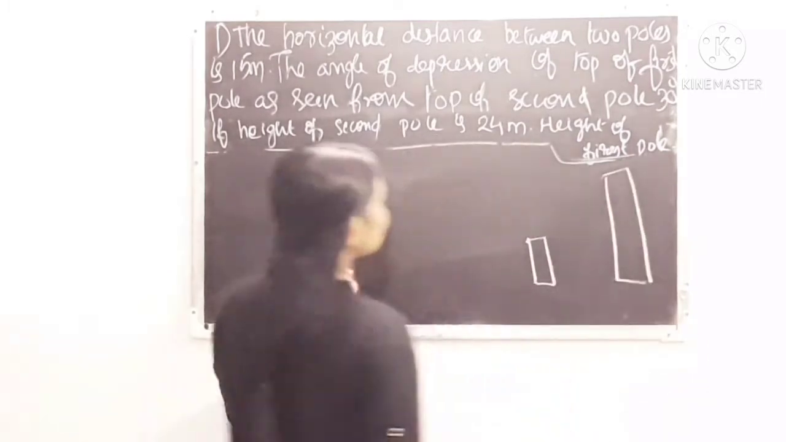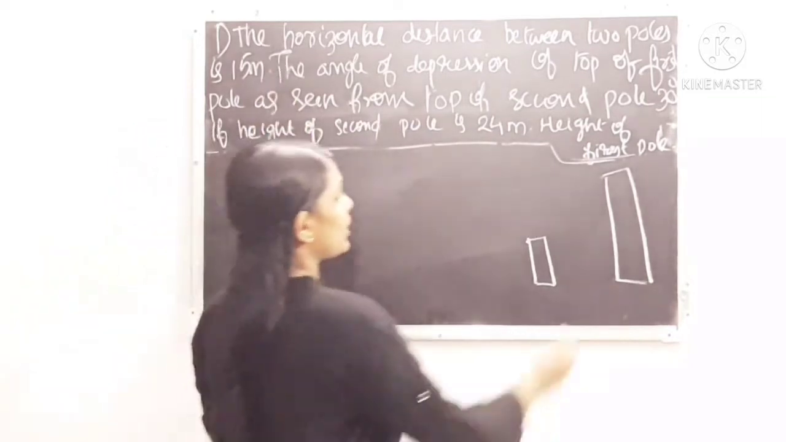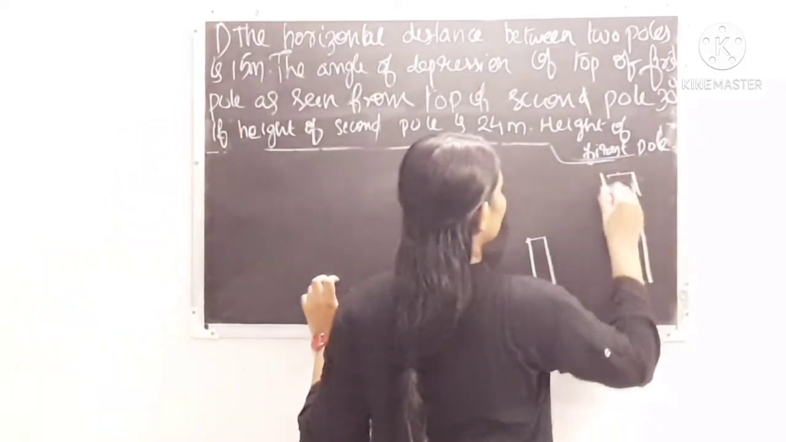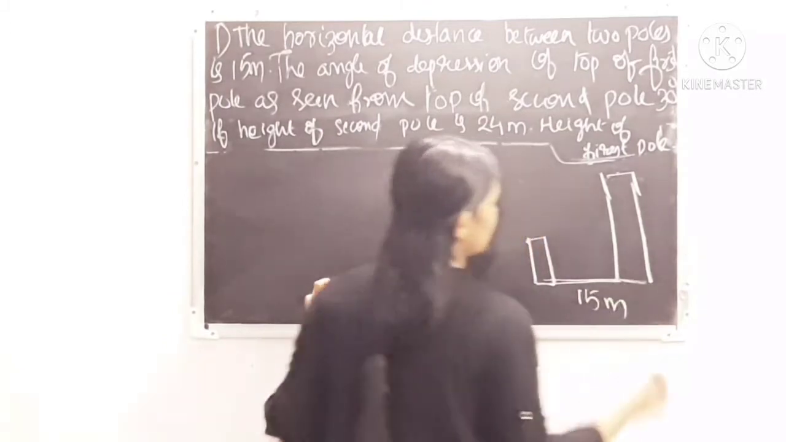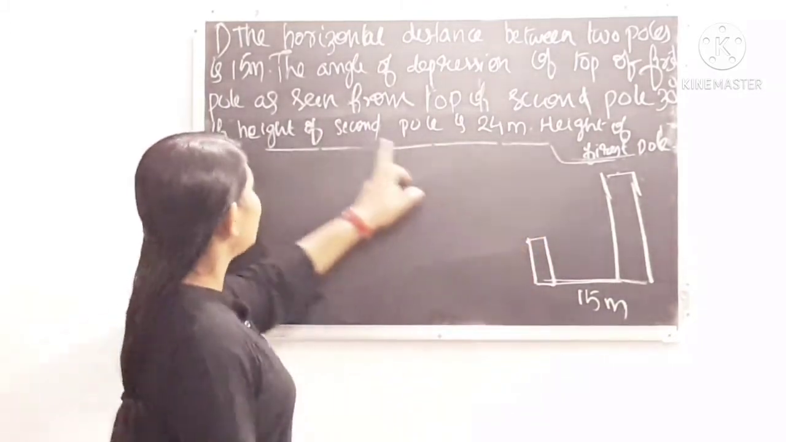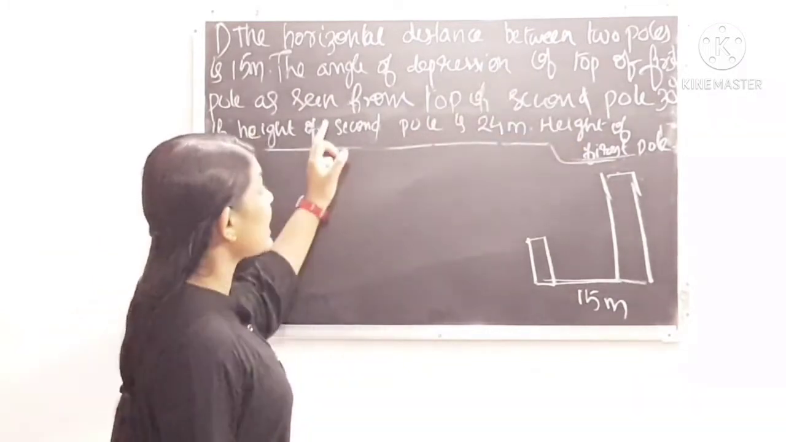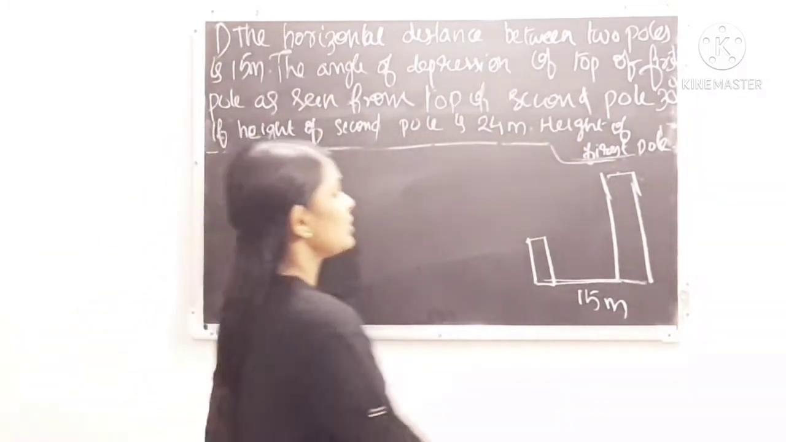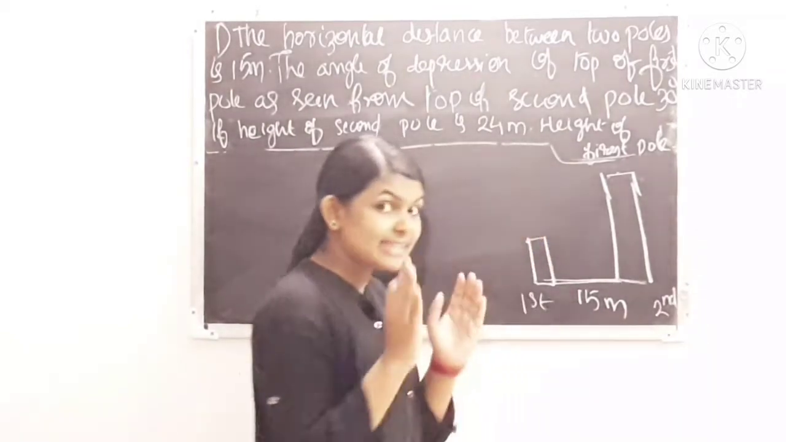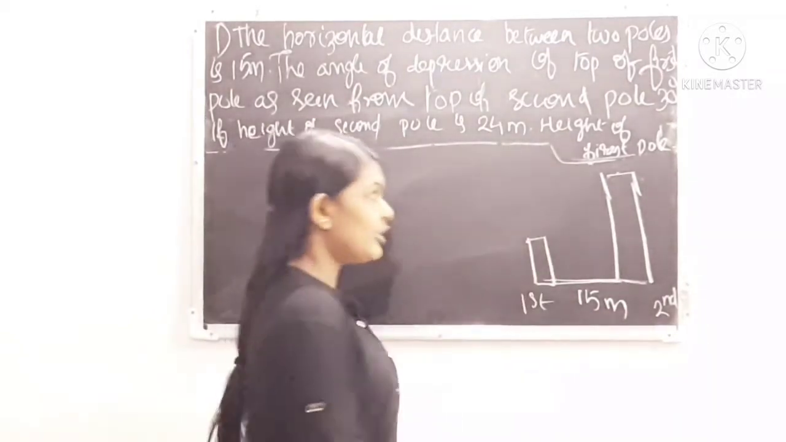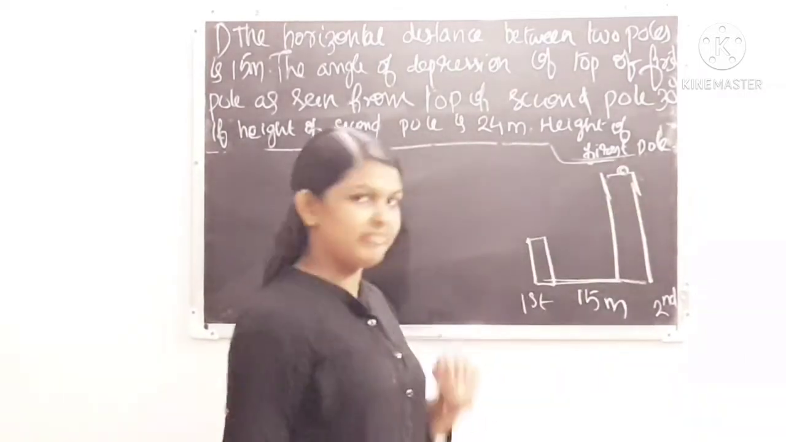Now it is given that the horizontal distance between the two poles is 15 meter. So this distance is given as 15 meter. Now, the angle of depression of the top of the first pole as seen from the top of the second pole. So this is our first pole and this is our second pole. The observer stands on the top of the second pole, and he is observing a point on the top of the first pole.